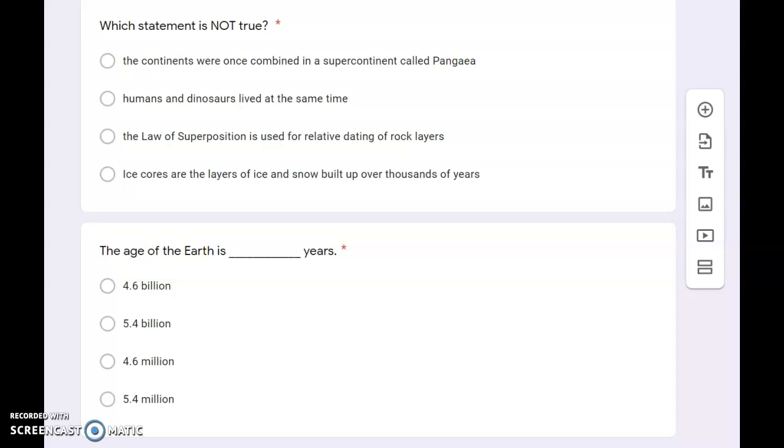Which statement is not true? The continents were once combined in a supercontinent called Pangaea. Humans and dinosaurs lived at the same time. The law of superposition is used for relative dating of rock layers. Ice cores are the layers of ice and snow built up over thousands of years. The age of the Earth is blank years: 4.6 billion, 5.4 billion, 4.6 million, or 5.4 million.